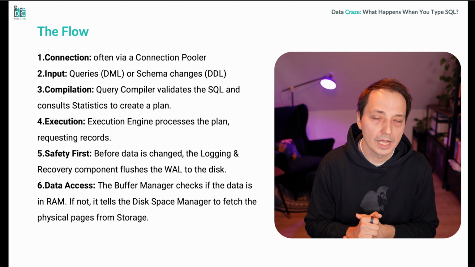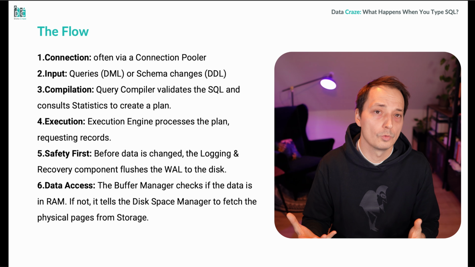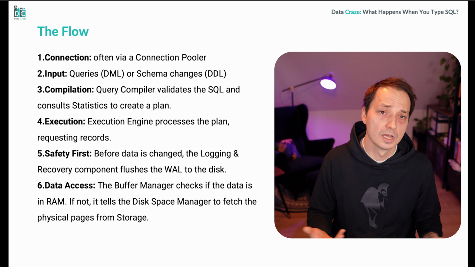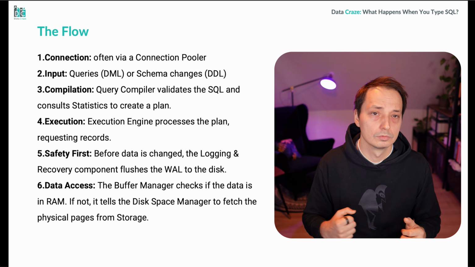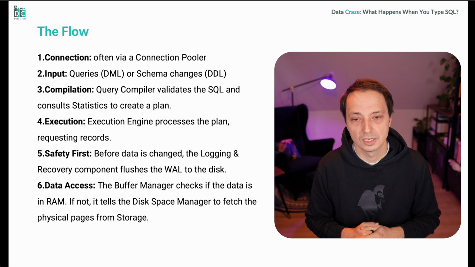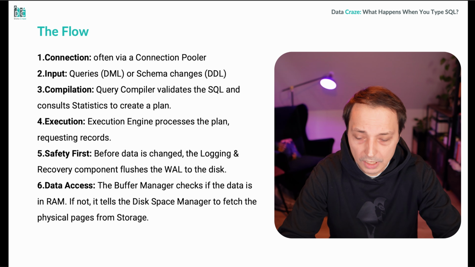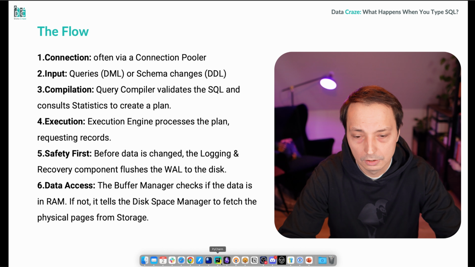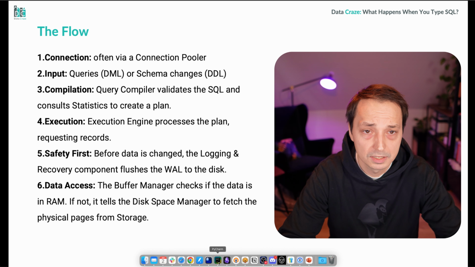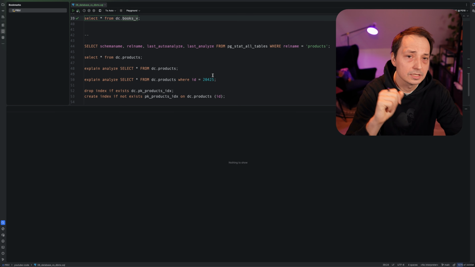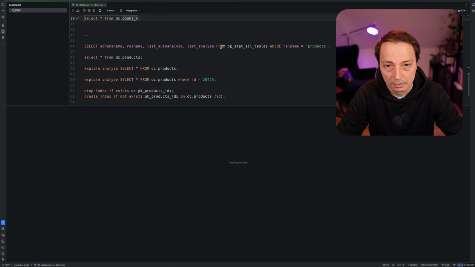If it's not there, then it basically communicates with the disk space managers to get the data from physical pages from the storage back to the originator, back to your client service or the application. So this is the general flow. Now let's get back into the database, and let's basically try to mimic what is happening in this particular flow.